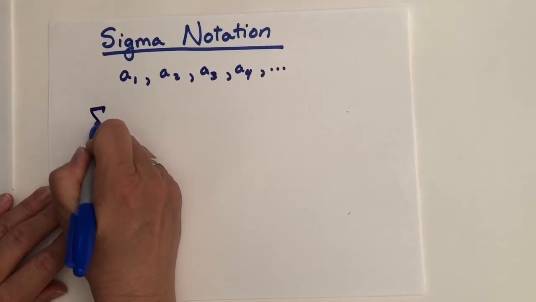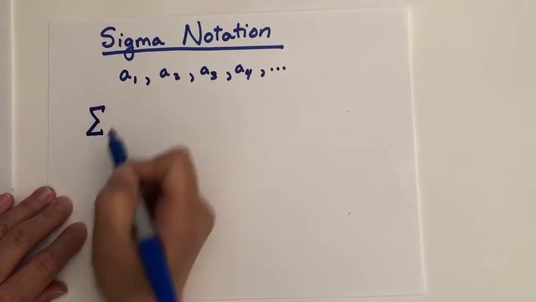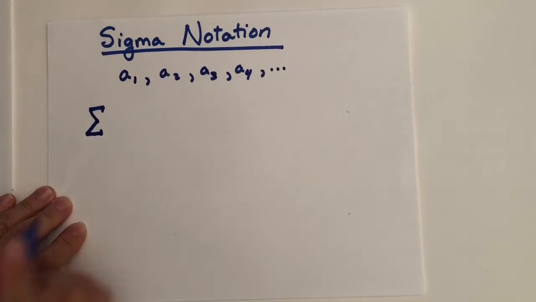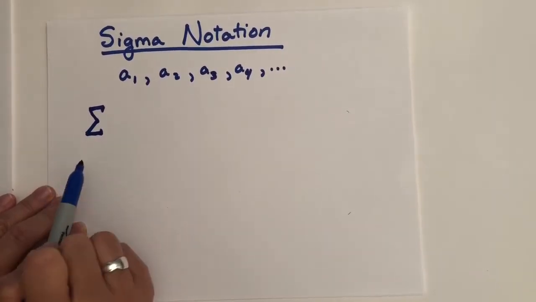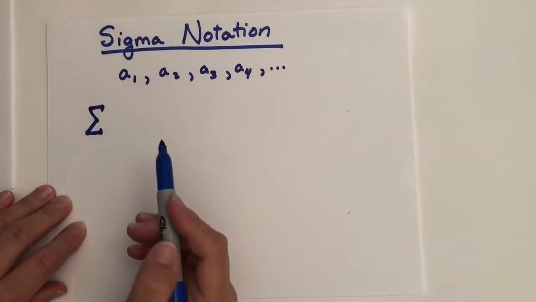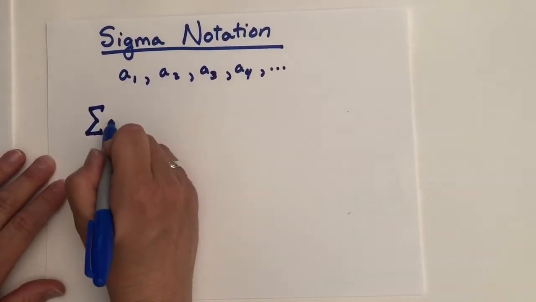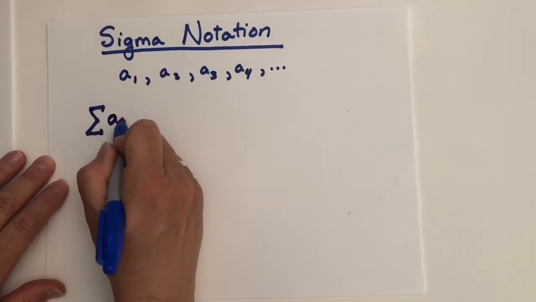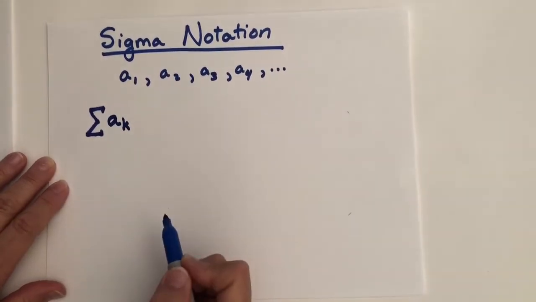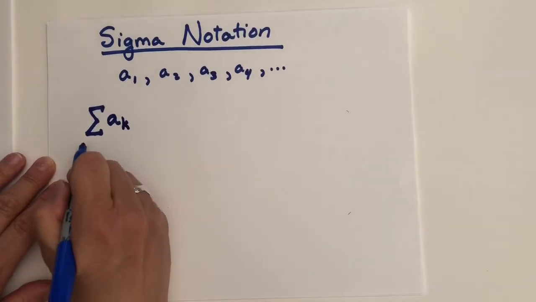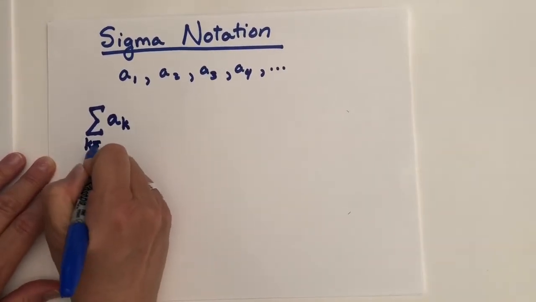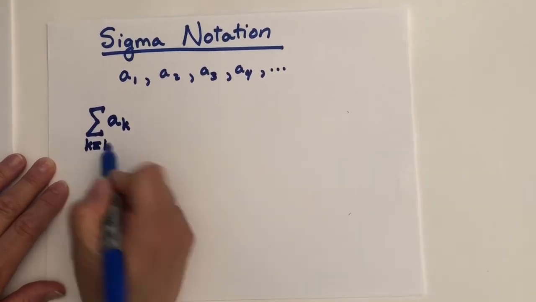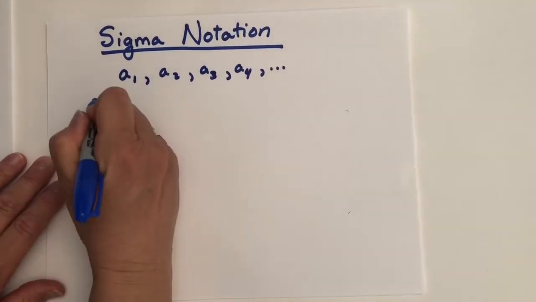We're going to use the capital Greek letter sigma. That's why it's called sigma notation. But we're going to be finding a sum, which is why it's called summation notation. So we say we're going to take the sum of a sub k, starting with k equals 1. Whoops, that doesn't look like an equals. That's a k equals 1 to n.